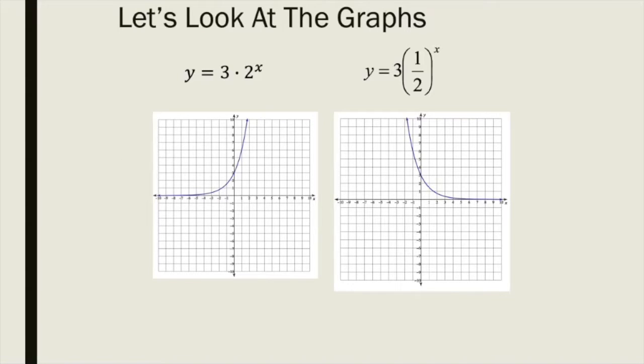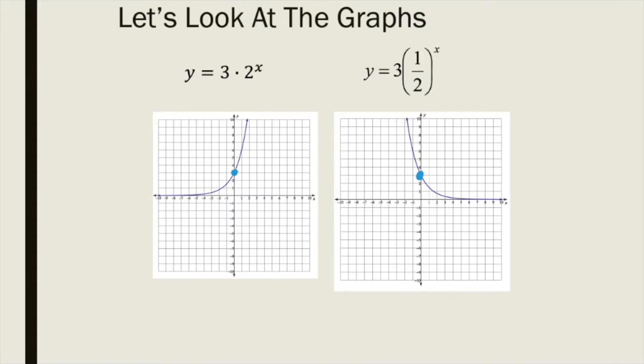The asymptote. The asymptote's the same. And it's positive. They're both above the x-axis. You're right. They're both on the positive side up there. They both cross the y-axis at 3. So their y-intercepts are both the same.